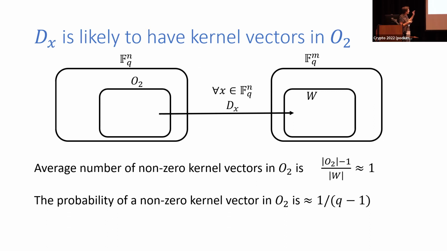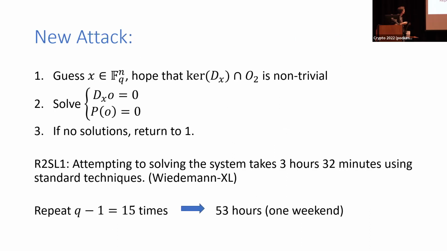I said the average number of those vectors is 1, but they come in clusters of size q minus 1, because every time you have one kernel vector, all the multiples will also be in the kernel. So heuristically, the probability of getting a non-zero vector in the kernel of the differential is close to 1 over q minus 1. You can have a precise formula, but it doesn't really matter. It's close to this. So with this observation, the attack is quite straightforward.